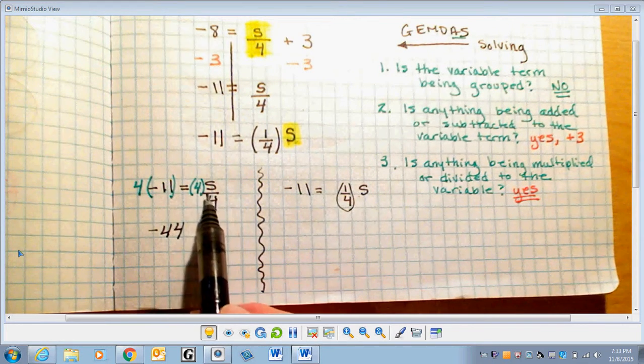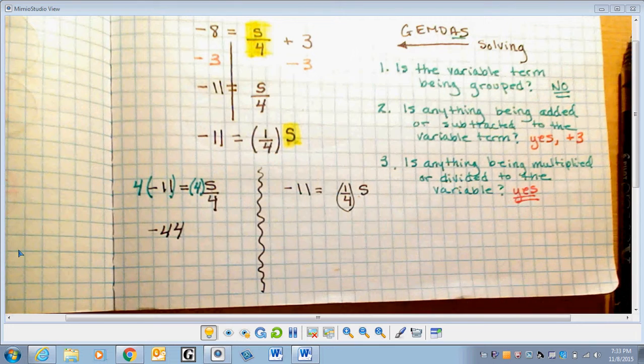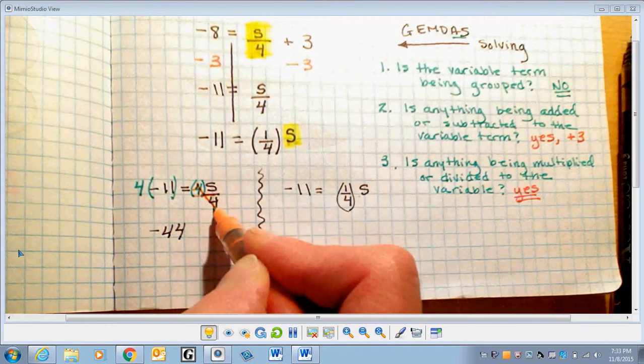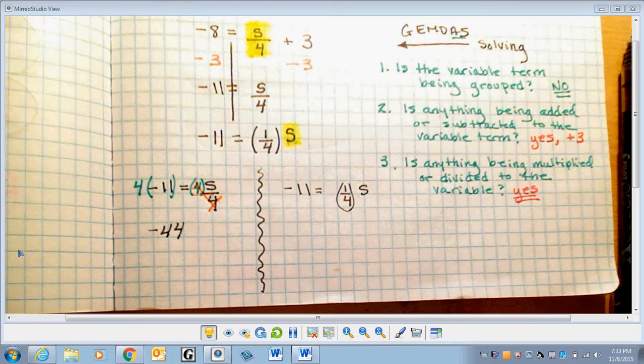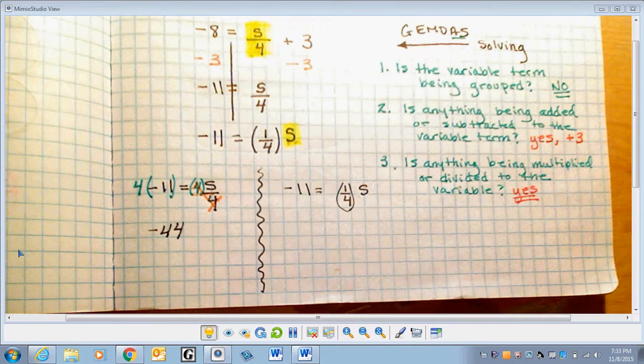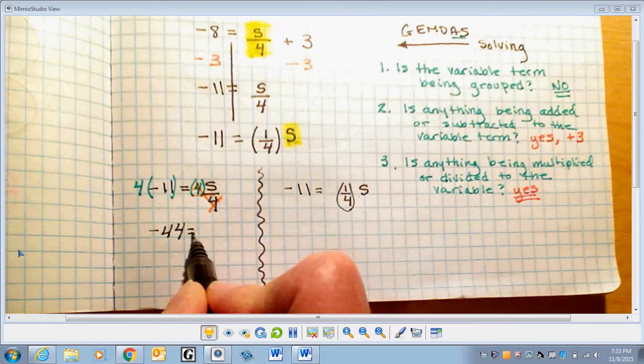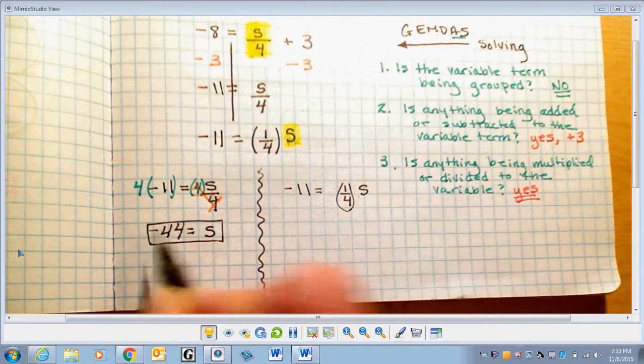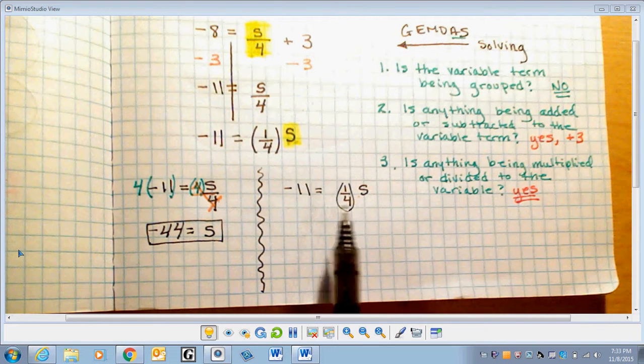This here is 4 divided by 4, and I want you to think of 4 divided by 4. That divides out to 1. So then I'm just left with s. Bring down my equals and s. So that's my answer. Let's do it on this side and see what we get.